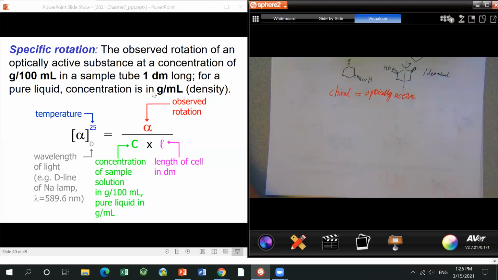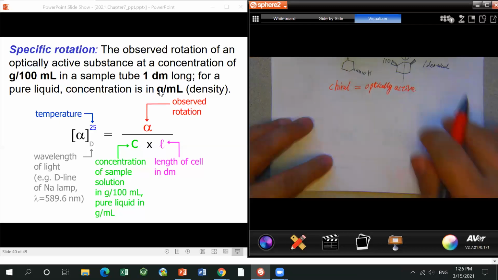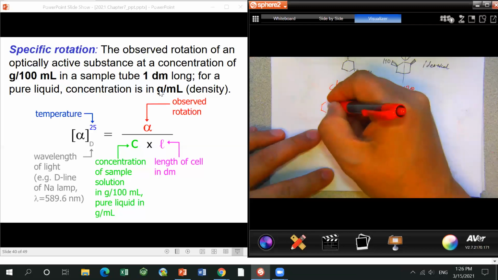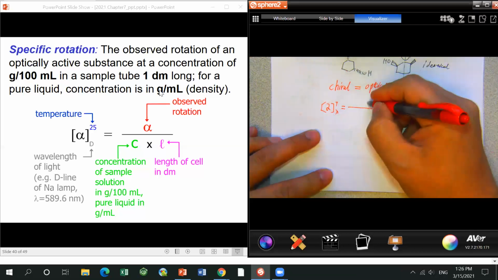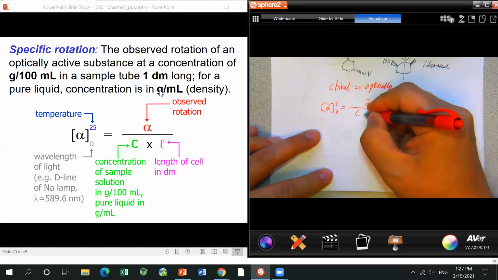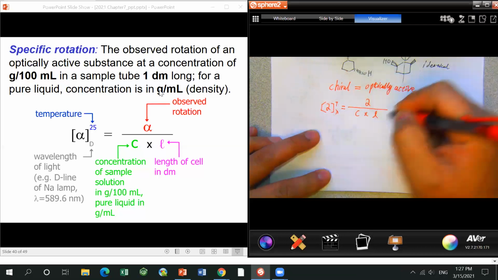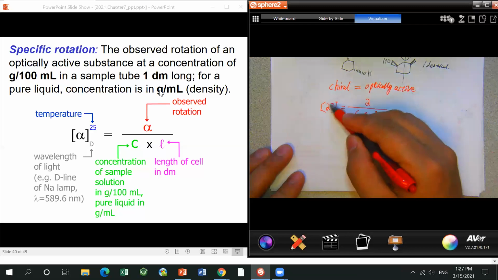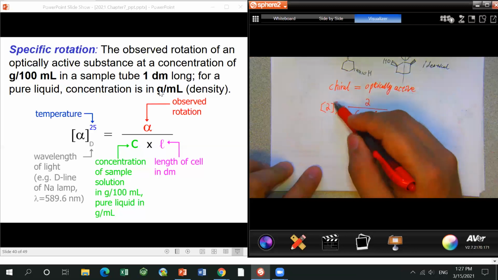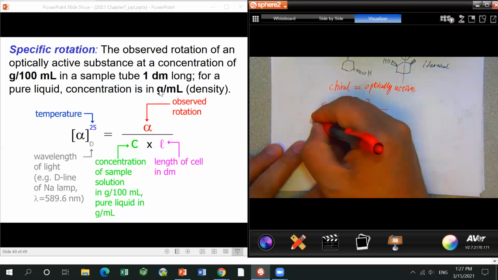You need to be careful: if it's a pure liquid, the unit becomes grams per ml. Maybe right here. This is the only calculation question in organic chemistry. Organic chemistry normally doesn't have calculation questions, but here's the only example. When we put the alpha in the parentheses, the bracket, that indicates this is the specific rotation.